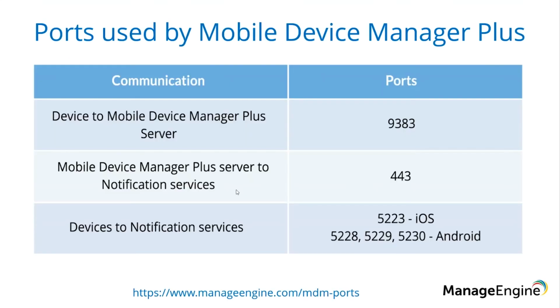And when it comes to on-prem, this is the list of ports which need to be open in your network. 9383 for the device to contact the server, and 443 for the notification services. So in order to know more about the protocol or inbound and outbound port information, you can always visit the below mentioned URLs here.